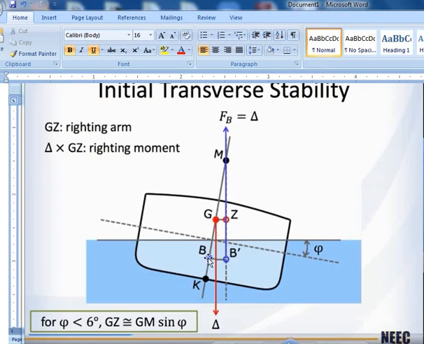And you can see the B has moved to B1 and the G here has shifted to another GZ because of the tilt. And this very GZ is called the righting moment, and that will determine whether the ship that has tilted to the starboard side will come back to the port side. The GZ will determine that, and that is what is called the righting moment.